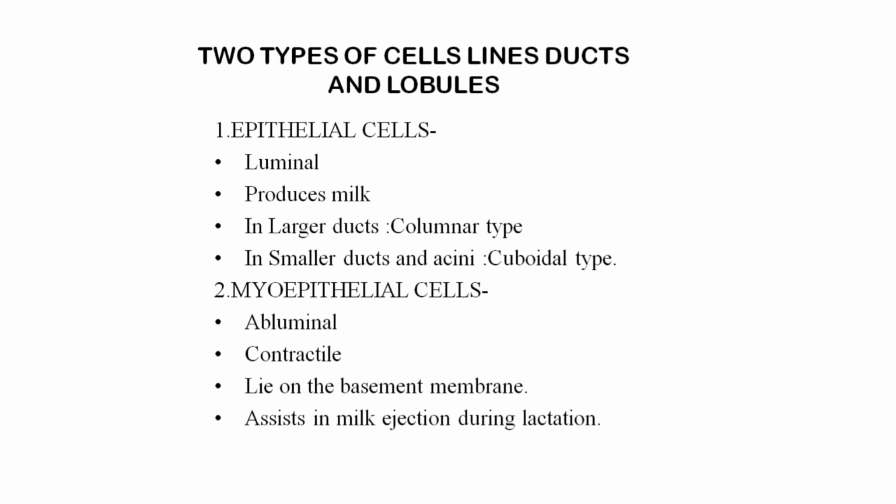Now epithelial cells we know are the luminal cells, and they are the secretory cells. They are the ones which are secreting something, and because it is breast, they are producing milk. Okay, and these cells can be columnar type or cuboidal type epithelial cells. And then we have the myoepithelial cells, the basement membrane cells. They are abluminal, they are not luminal, they are the opposite of luminal, and they are contractile. Why are they contractile? Because they assist in the milk ejection during lactation.